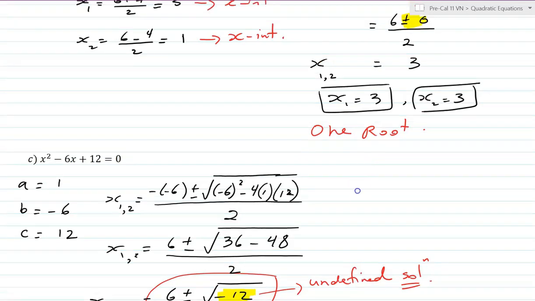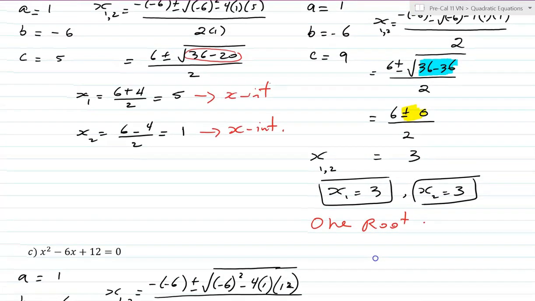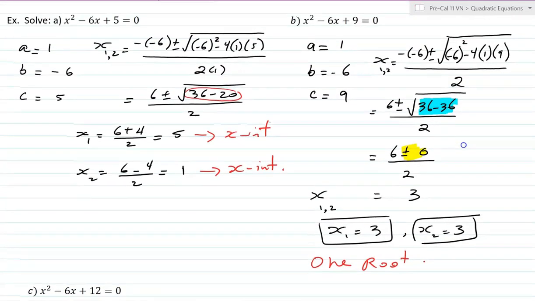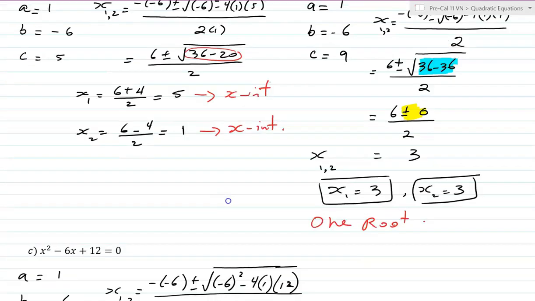We have one solution or one root when the inside of this radical is 0, and we have two different solutions when the value inside the radical is positive.